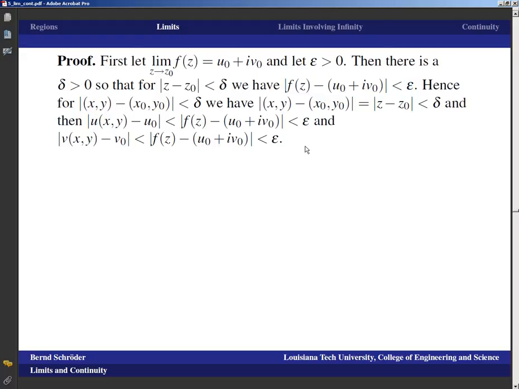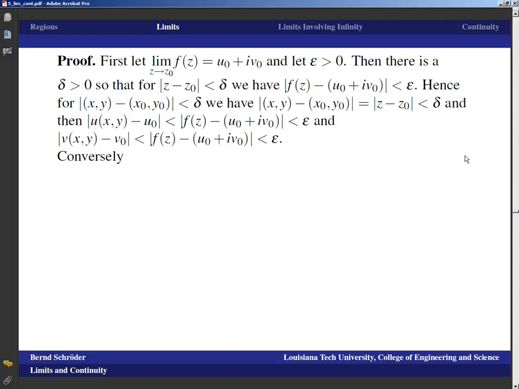And so basically that means that the limit of u as (x,y) approaches (x0,y0) is u0, and the limit of v as (x,y) approaches (x0,y0) is v0, because there is a delta so that when |(x,y) minus (x0,y0)| is smaller than delta, we have that |u minus u0| is smaller than epsilon, and |v minus v0| is smaller than epsilon, also in absolute value.